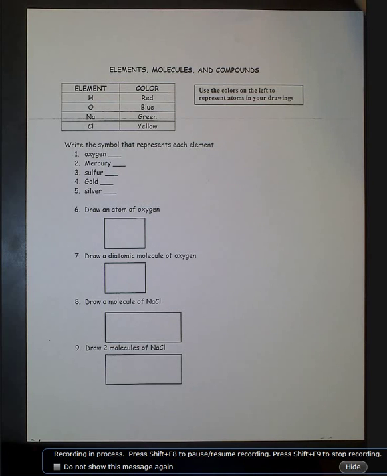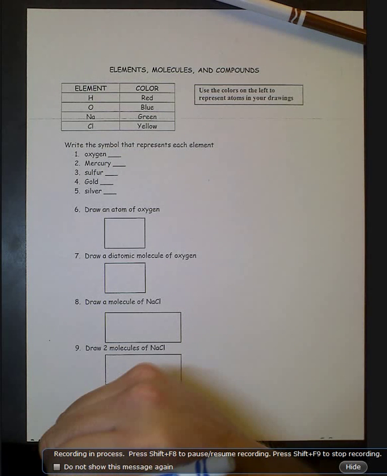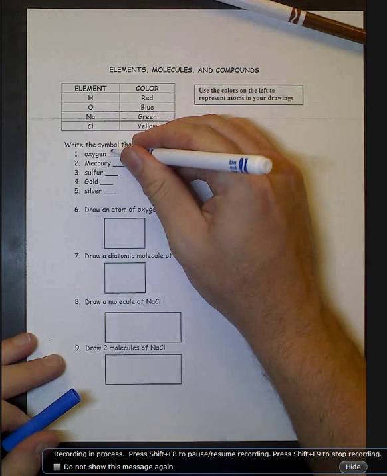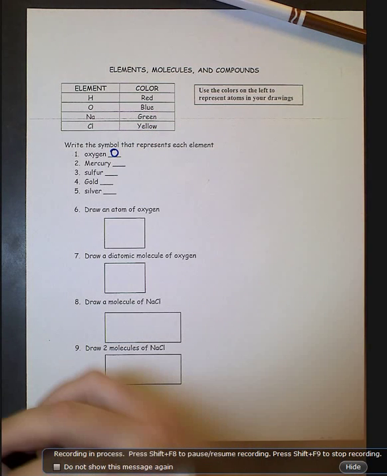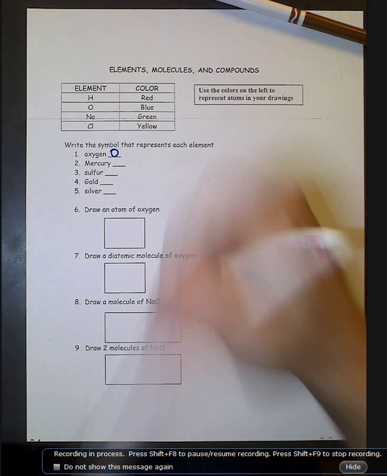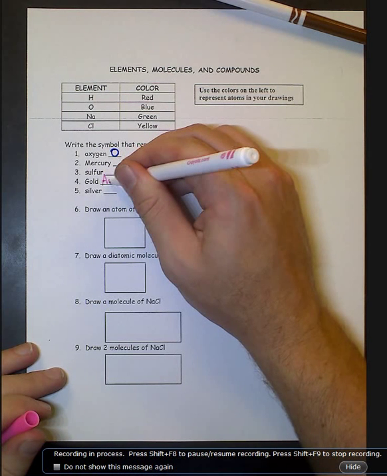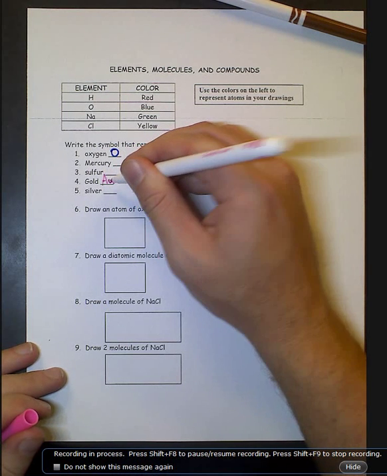Take those up. So we already know a few. Oxygen is O. Look up mercury, sulfur, gold. Make sure your second letter is lowercase. Okay. So for example, gold, A-U, lowercase.